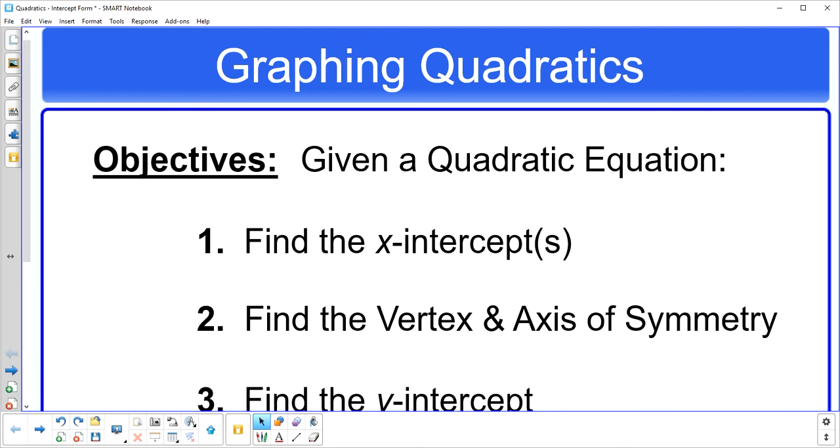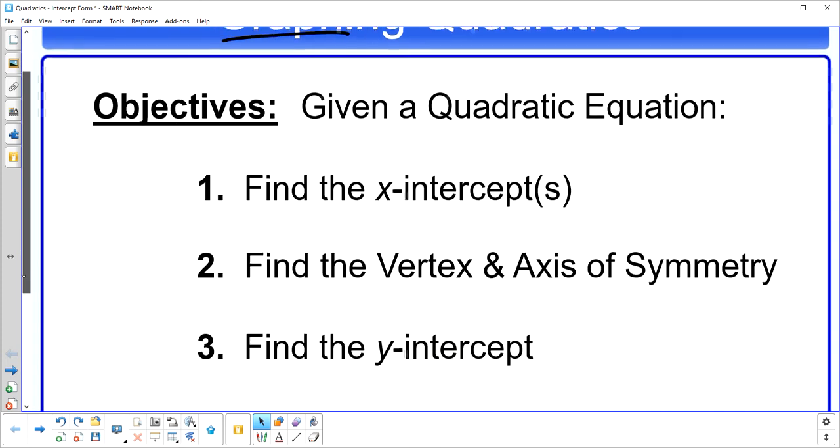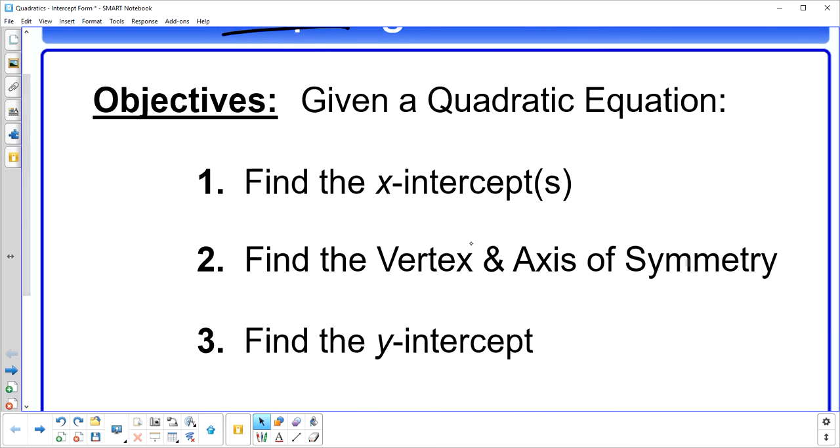Alright, Common Core Algebra 1. So we have spent quite a bit of time factoring and doing quadratic formula. Today is going to be one of the times we're going to see where they apply with a little more detail on our quadratics, in particular how we graph a quadratic. So today, using a quadratic equation, we're going to find the x-intercepts, the vertex, axis of symmetry, and y-intercept.